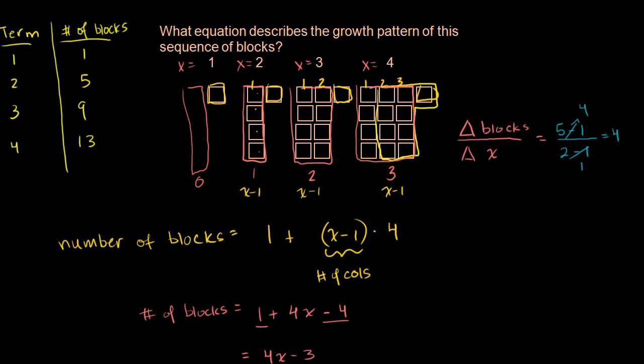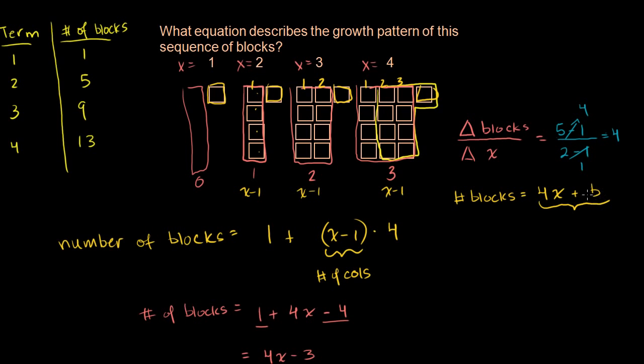So if you want to do this the setting up a line, the equation of a line way, you would say that our equation, well, let me write it, number of blocks are going to be equal to 4 times the term that we're dealing with, the term in our pattern, plus some constant. This right here is the equation of a line. If it's completely foreign to you, just do it the way we did it earlier in the video.